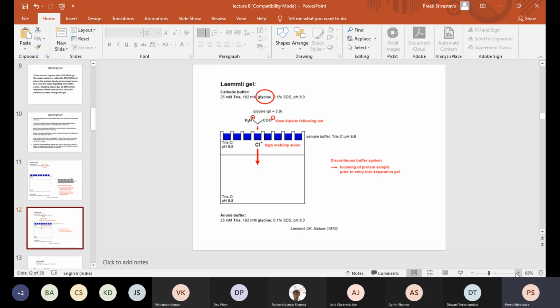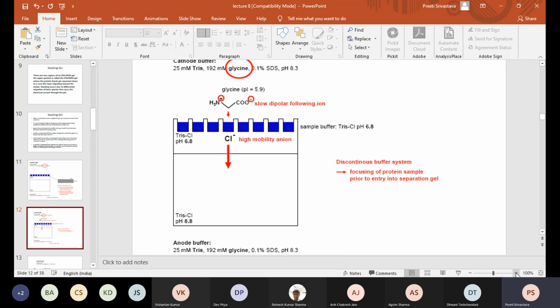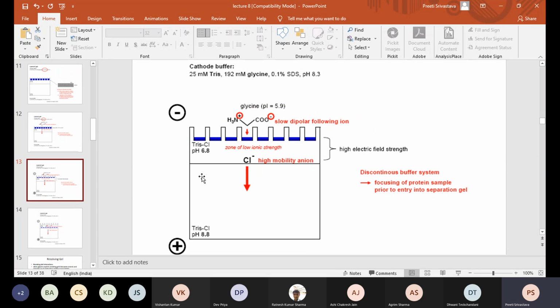So this is how the figure looks like. How do the discontinuities help in focusing of the protein sample? This glycine has a pI of 5.9. So the moment it enters here, it becomes slow. And the buffer has Tris-Cl, so the chloride ion is a high mobility anion, and this one will become slower. Now if you see here the proteins, this actually helps in the creation of this stacking effect.